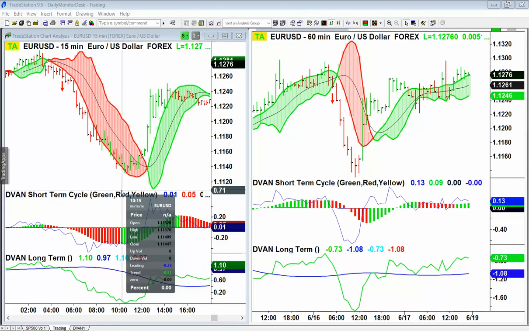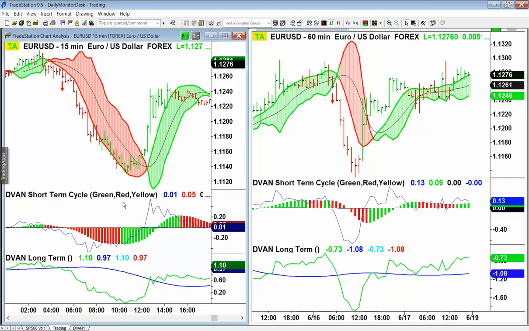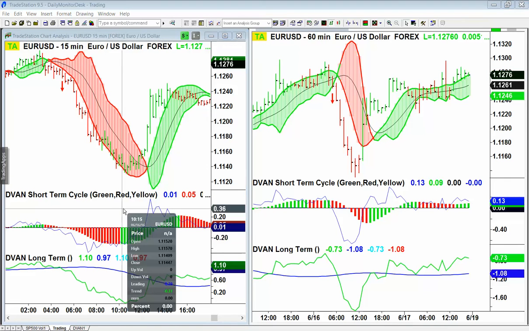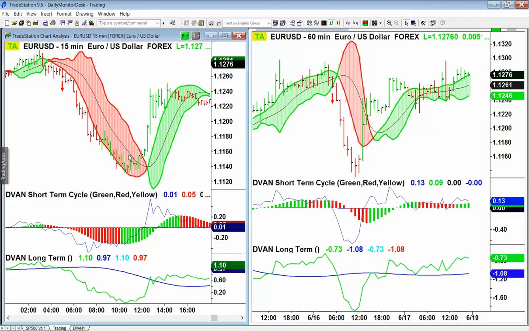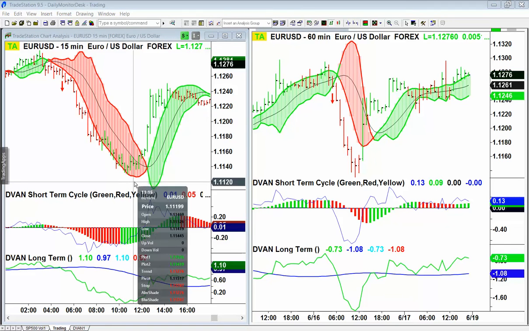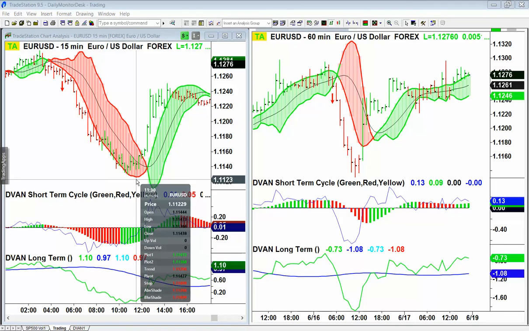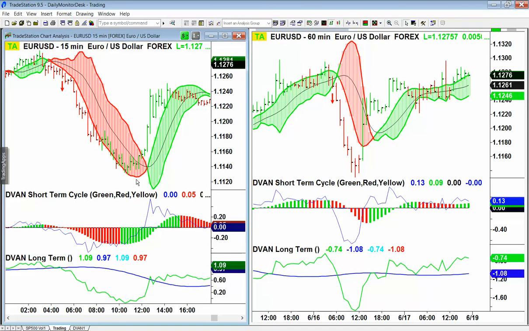At 10:15 a.m., a little bit after the U.S. open, we start seeing green histogram bars coming in the short-term cycle. That's telling us that this could start developing a bottom. This could start turning around into an uptrend. Ultimately, our point of resistance would be this pivot line. When we do cross through the pivot line, this would be a great place to exit, to take our profit, and to look for a reversal trade.